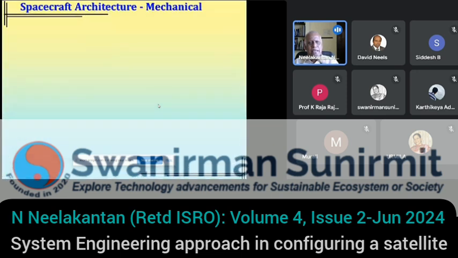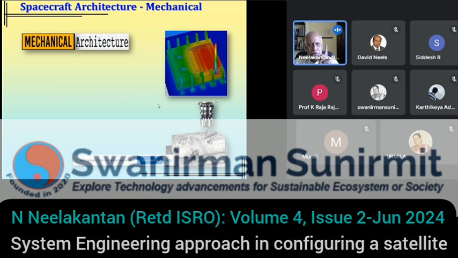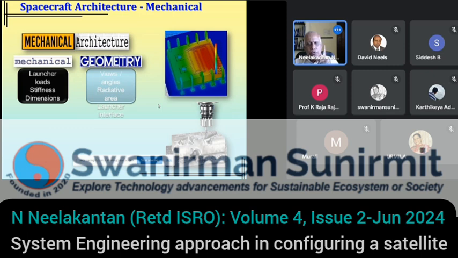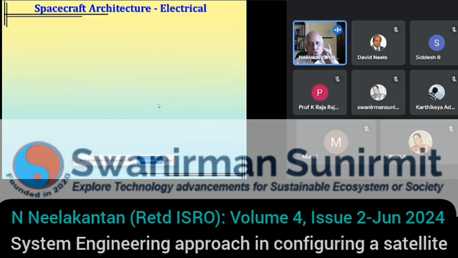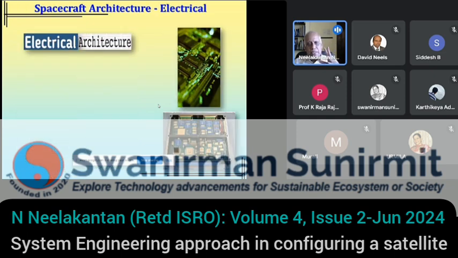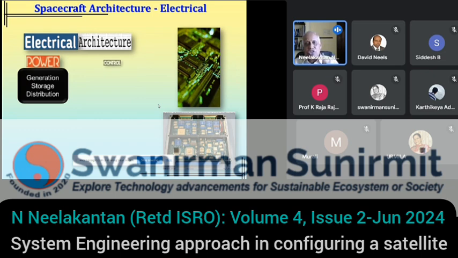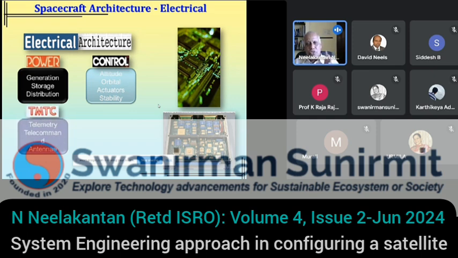How this satellite design activity is done is through the architecture: mechanical architecture, the launcher load, stiffness, dimensions, geometry, views, angles, radiative area of various sensors, launcher interface, thermal limits for mission and life, other things like conductivity, radiation protection, and propulsion. And then also the electrical architecture, like feasibility of easy integration and disintegration, control systems, power generation, storage, distribution, telemetry, telecommand accommodation, and the antenna accommodation, data management, handling of onboard processing, storage, etc.